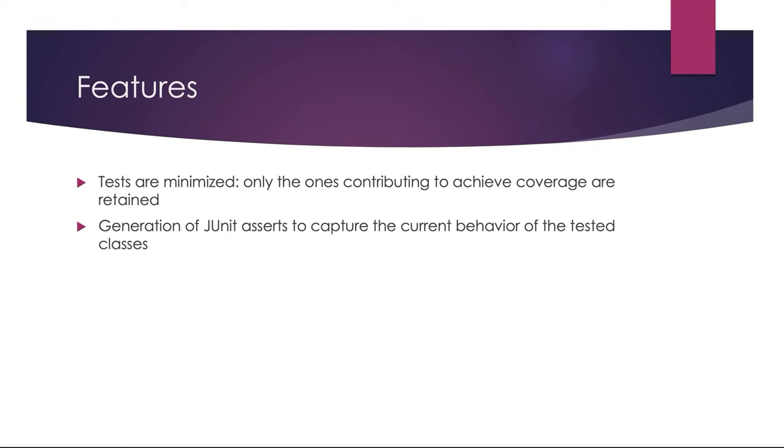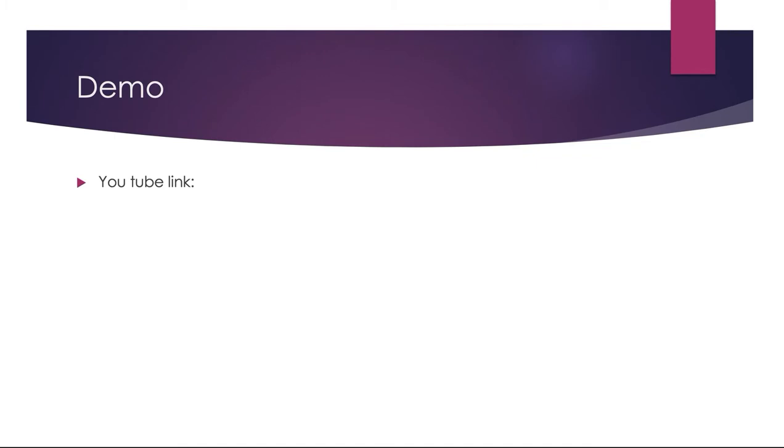Coming to the features of evosuite, by using this tool, we can get an optimal number of tests, that is, only the ones that contribute to the coverage criterion. Assertions are created by evosuite, which help to capture the current behavior of classes that are being tested. Let's now go through a simple demo of evosuite generating test cases for Java code.